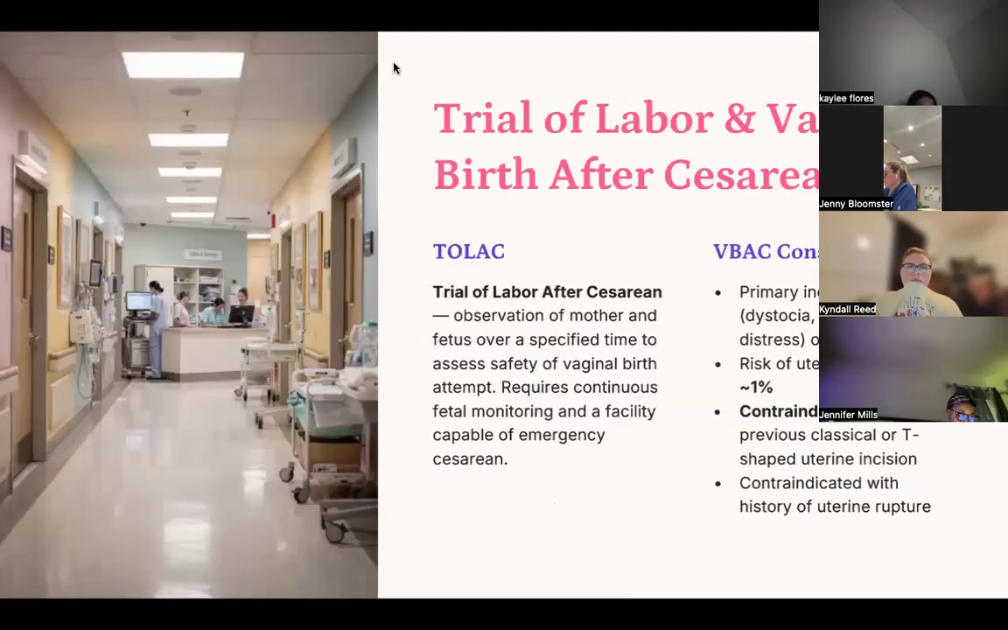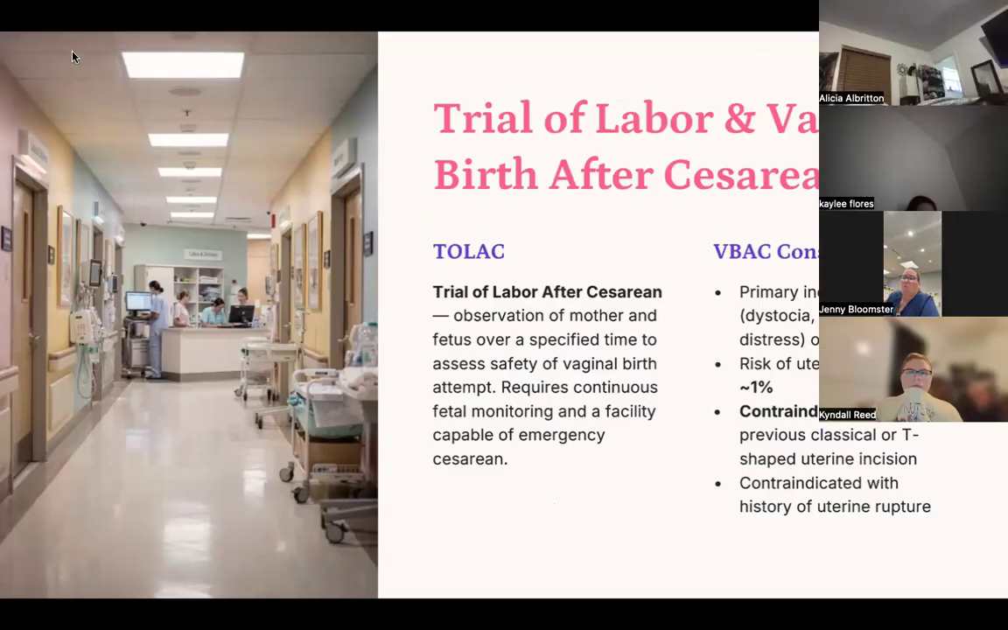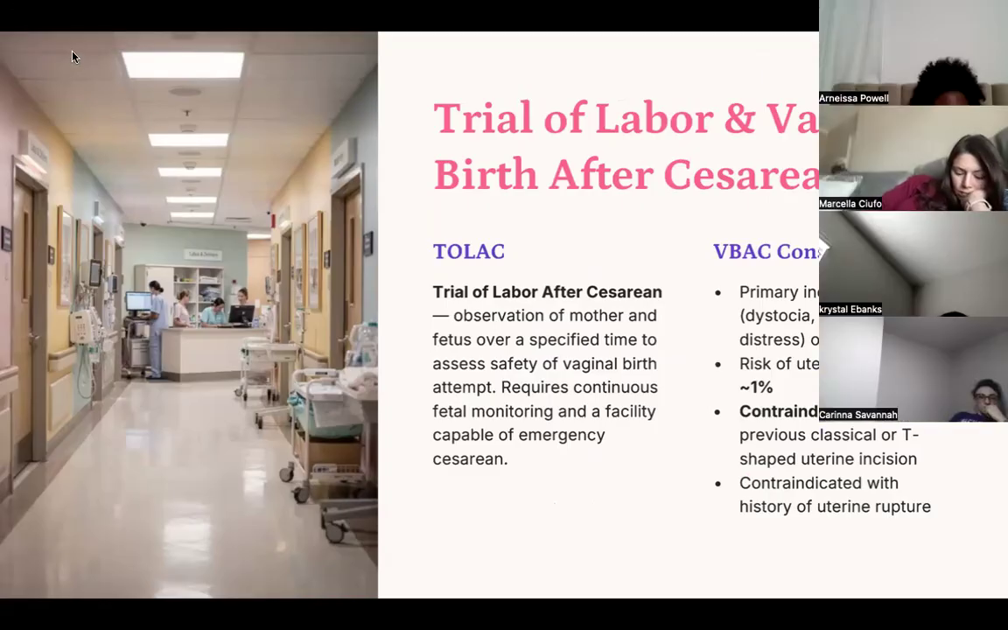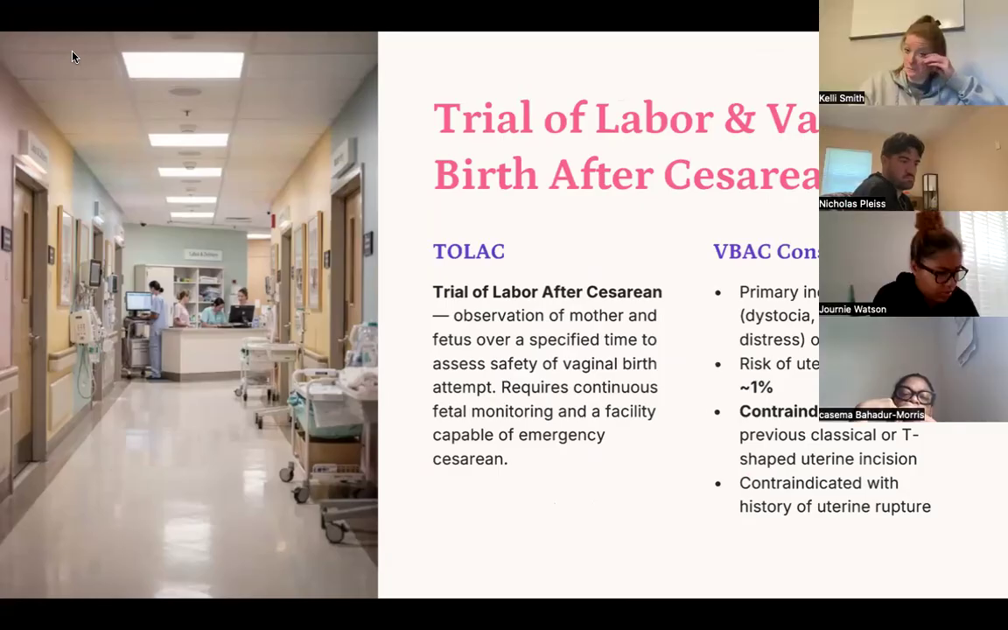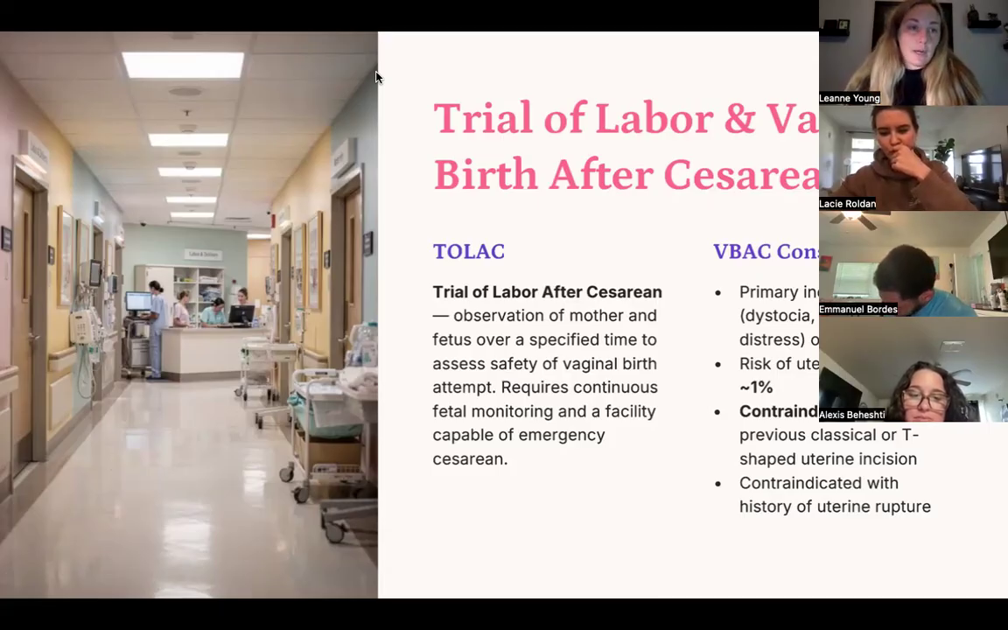All right. So, a TOLAC or a trial of labor and vaginal birth after cesarean is what we do to determine if mom can have a vaginal delivery following a cesarean delivery with her previous pregnancy. So, a TOLAC is trial of labor after cesarean. This is when we observe the mom and fetus over a specified time to assess if this is going to be something that she can do. Is this going to be a possibility for her? All right. It requires continuous fetal monitoring in a facility capable of emergency cesarean section.